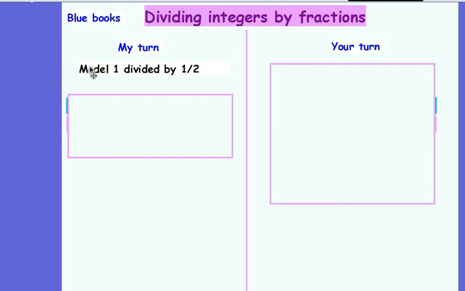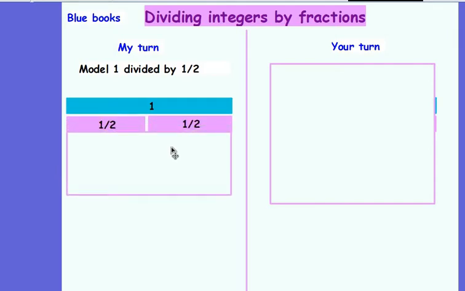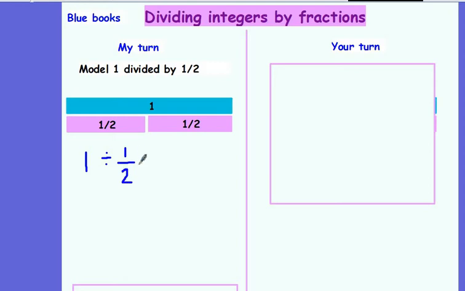I've been asked to model 1 divided by a half, and I'm going to do this using my bar model. My big bar represents the number that I'm dividing, so in this case it's 1. 1 divided by a half is asking how many halves can I get in 1? So we know that 1 divided by a half is going to give me 1, 2. We can get 2 halves in 1.